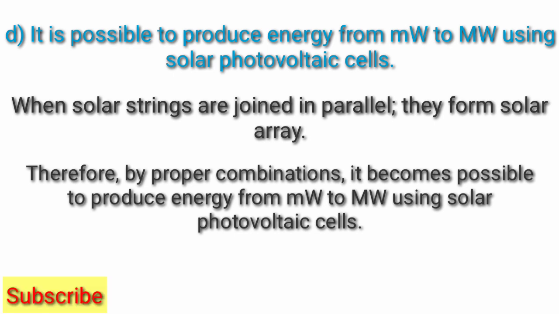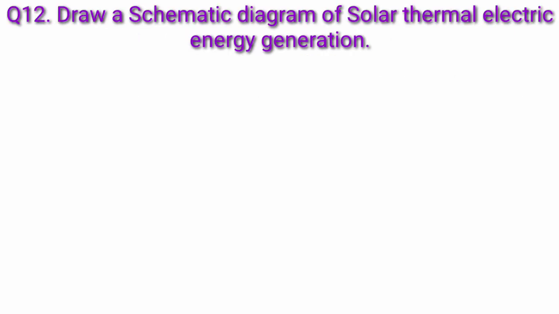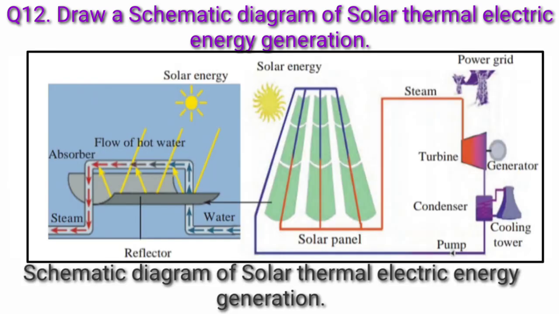Question 12. Draw a schematic diagram of solar thermal electric energy generation. Answer. A schematic diagram of solar thermal electric energy generation is given below. Many reflectors reflect and concentrate solar radiation on absorbers. There, solar energy is converted into heat energy. Using this heat energy, steam is generated to drive the turbine and generator.